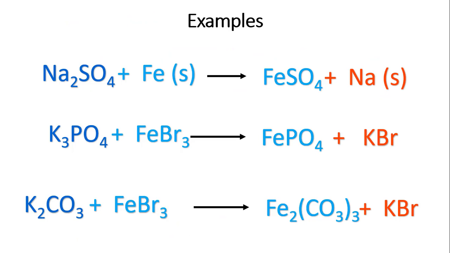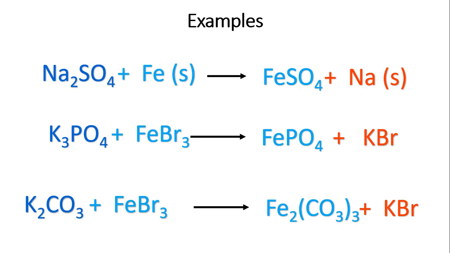So now let's look at some examples. Let's look at the top example. You have sodium sulfate, iron solid, giving you iron sulfate, and then sodium solid. And the question is, is that balanced? And the answer is no. So in order to balance it, I need to have two sodiums on both sides, right? So if I put a 2 in front of sodium, that rectifies that problem. Everything else is balanced. I have one iron on each side, and I have one sulfate ion on each side.